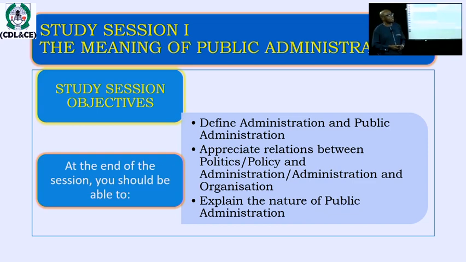In this, we are going to look at the objectives. I've said that at the end of my discussion with you, you should be able to define administration. You should be able to define public administration. You should be able to appreciate the relationship between politics or policy and public administration, and the relationship between administration and organization. And finally, we will look at the nature of public administration and be able to explain that.